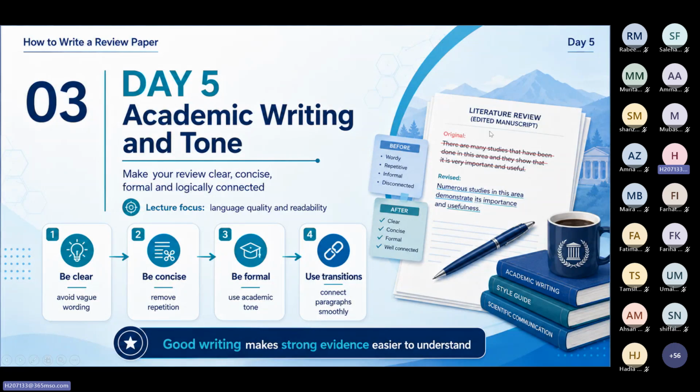Here there is an example. Like we can say, there are many studies that have been done in this area, and they show that it is very important and useful. If we revise it in an academic tone, it can be written as: numerous studies in this area demonstrate its importance and usefulness. This is a more concise and attractive sentence as compared to the first one.